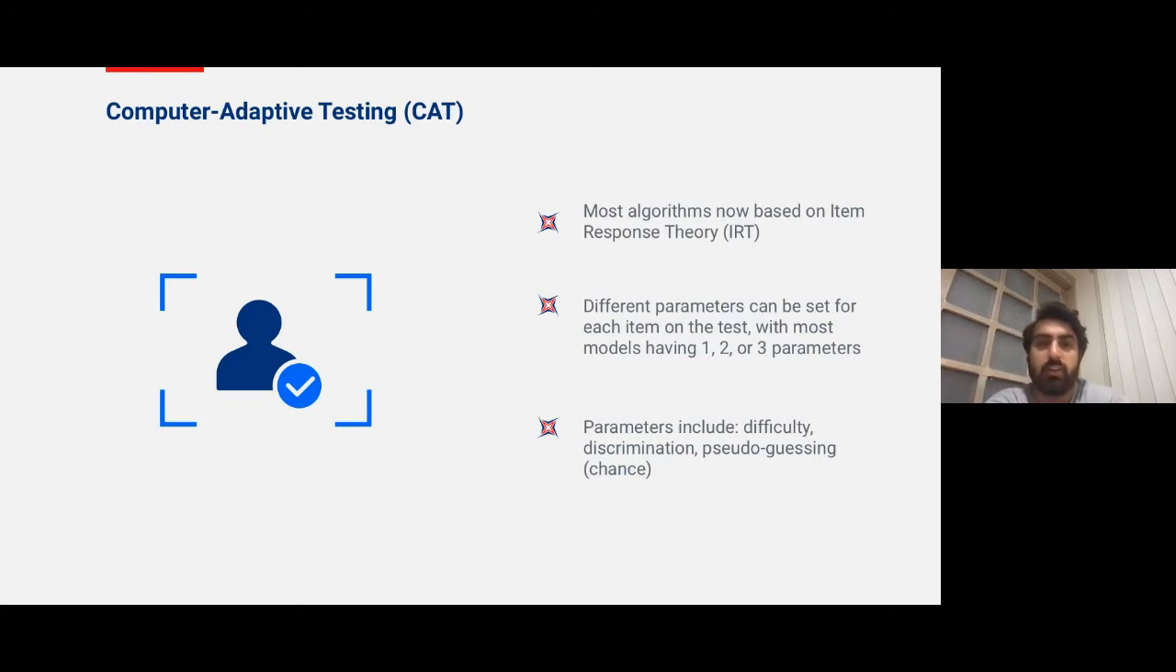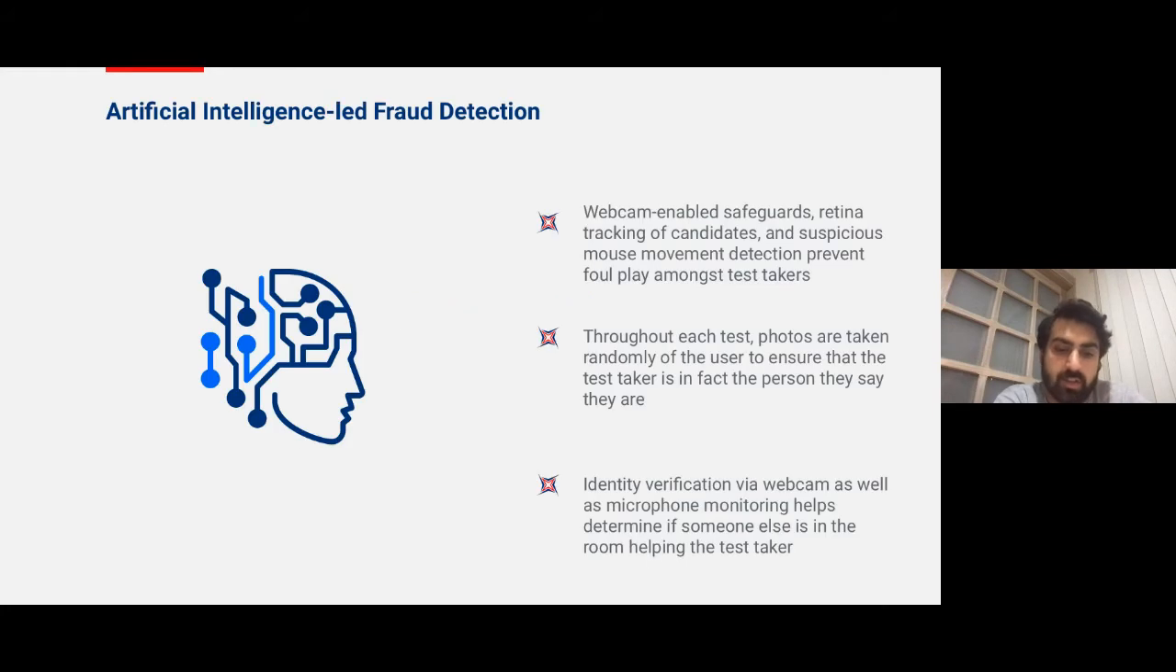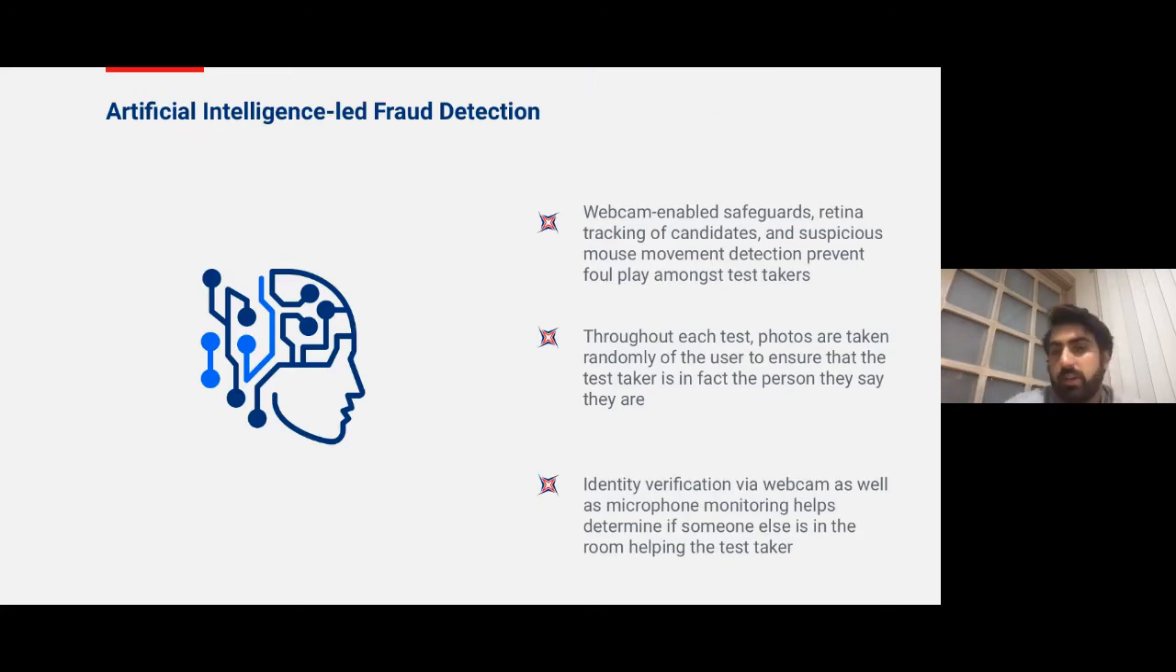Some other uses of artificial intelligence in the classroom. This one is also quite interesting: artificial intelligence-led fraud detection. We also do this at EduSync. We use the webcam, retina tracking of the users through the webcam, as well as behavioral analysis to determine if a student is probably cheating on their test. By studying thousands of students and processing their information, our artificial intelligence can determine with a very high degree of accuracy if a student is likely cheating just based on what they're doing on their computer. We also use some image recognition technology to make sure the student is who they say they are, by taking a picture of their ID before the test, as well as taking pictures of them throughout the test.